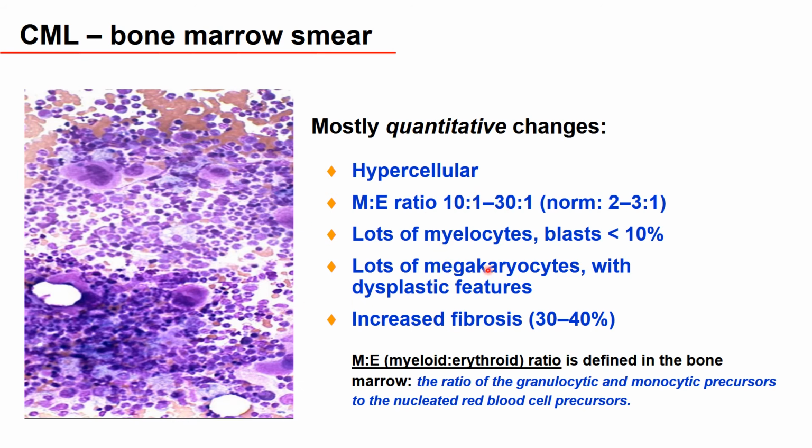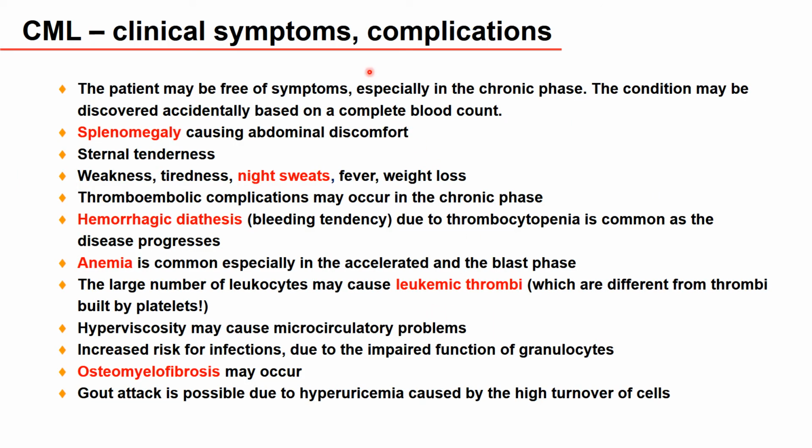And we have a lot of myelocytes. They are the most common cells in the periphery and in the bone marrow as well. An additional finding, as you see here, is that a lot of megakaryocytes can be seen. And in about 30-40% of cases, we can have signs of fibrosis as well, so myelofibrosis. The clinical symptoms can be very similar to acute leukemia, except they do not develop so fast.